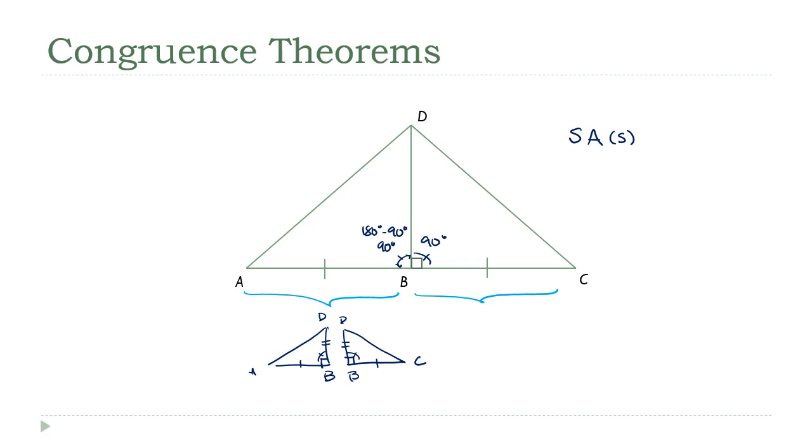Right? So now by the side angle side congruence theorem, these two triangles are congruent. And the way I would write this, I would say triangle ABD is congruent to triangle CBD, right? And there's our congruence.